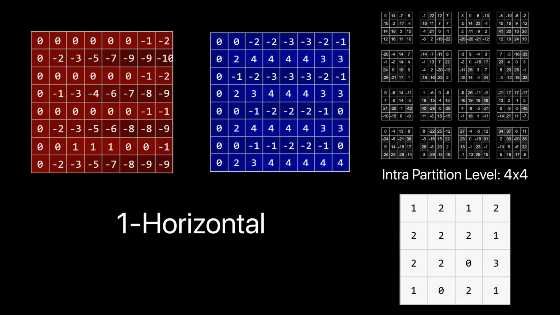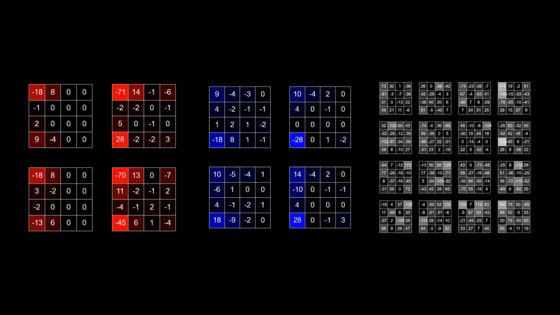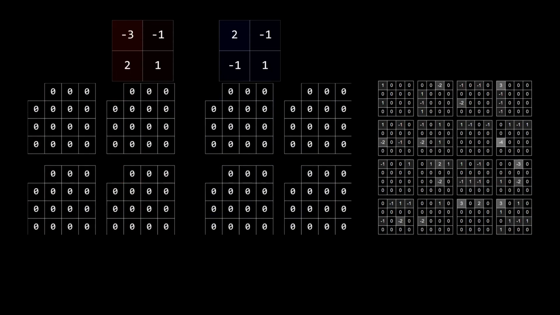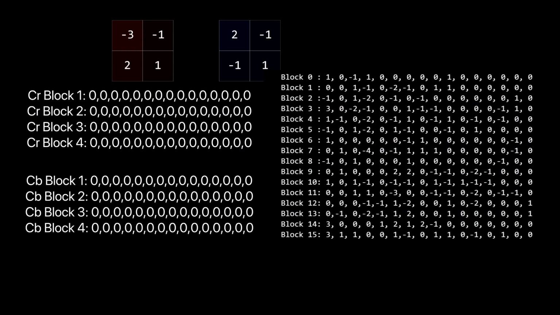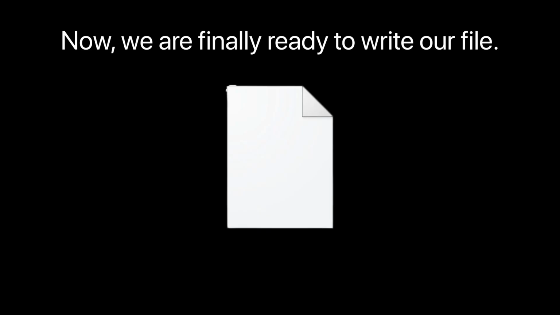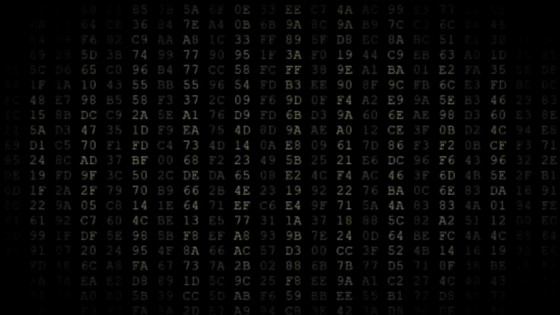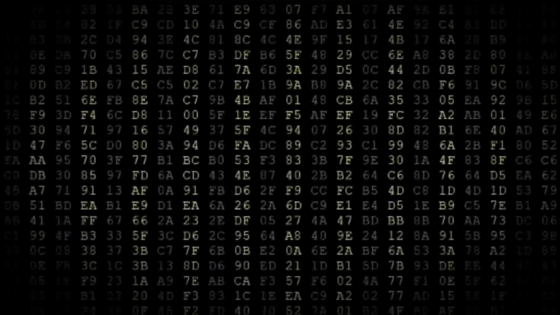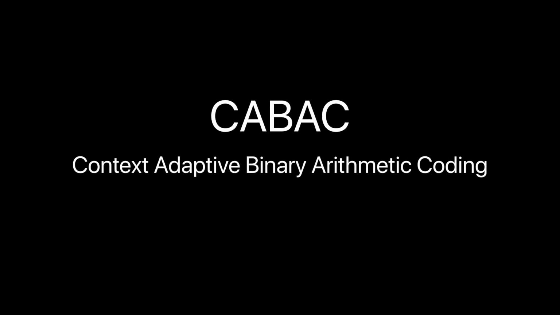We've converted our video to Luma and Chroma, reduced the chroma, extracted out patterns, extracted the frequencies, reduced the coefficients, and ordered them with zeros at the end. Now, we are finally ready to write our file. We will use a complicated but highly efficient process called CABAC, or Context Adaptive Binary Arithmetic Coding, designed to extract all remaining patterns and redundancies out of our file.